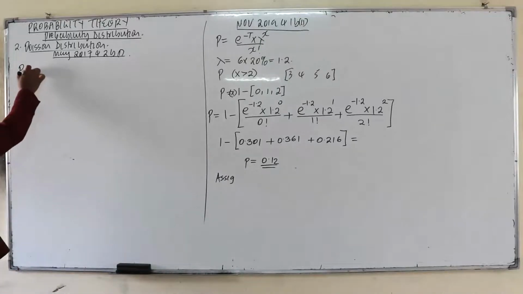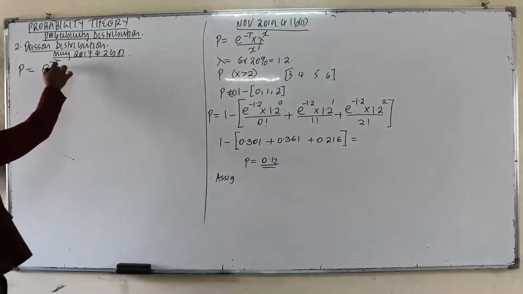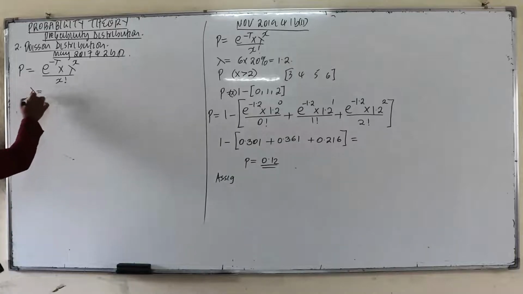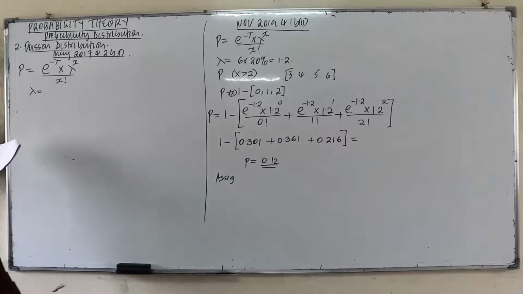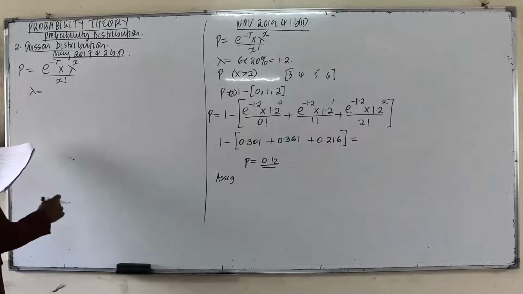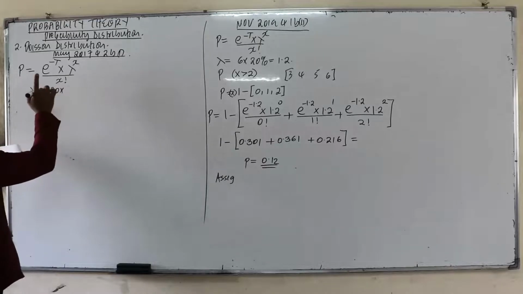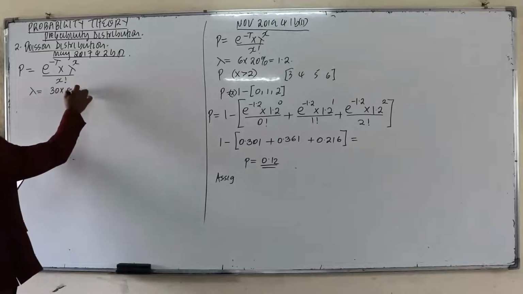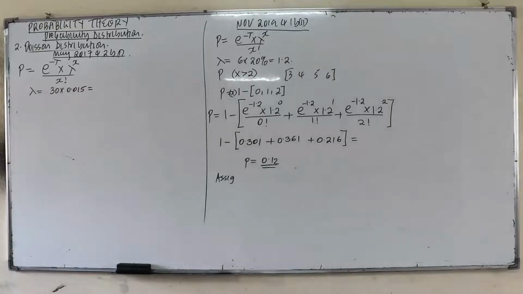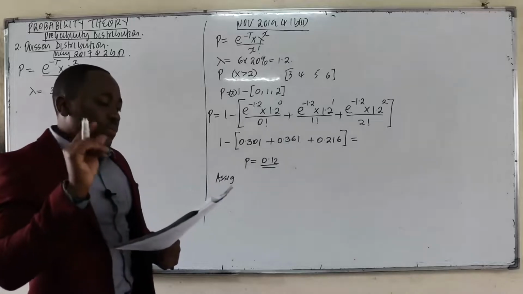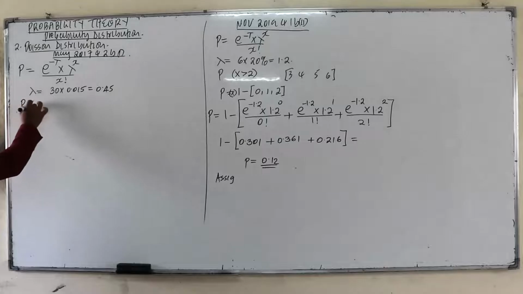The Poisson distribution probability is equal to e raised to the power negative lambda, times lambda raised to the power x, over x factorial. Now, how much is our lambda, the average? The company has 30 machines, and the probability of machine breakdown on any given day is 0.015. So on average, how many machines do you expect to break down? 0.45. Now the question is the probability that exactly four machines break down, so x is equal to four.